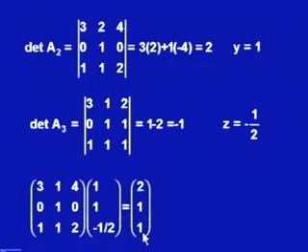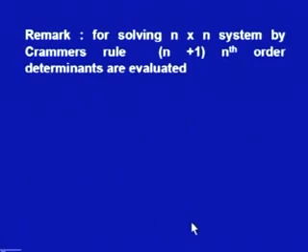So, 2 1 1 is the given right hand side, and this verifies that whatever solution I have obtained here, that is 1 1 minus half, is the solution of the given system. So, that is how we apply Cramer's rule, and one may notice that for solving a 3 by 3 system, we have evaluated 4 third order determinants.